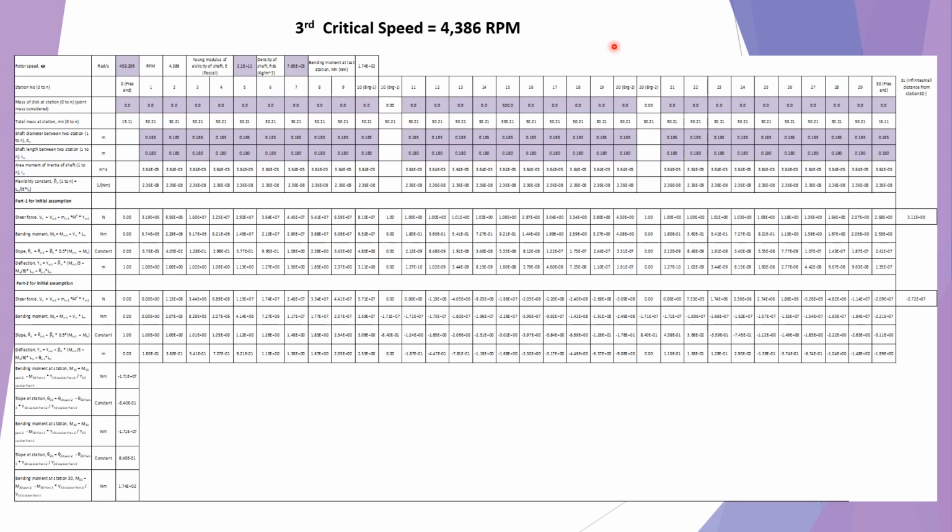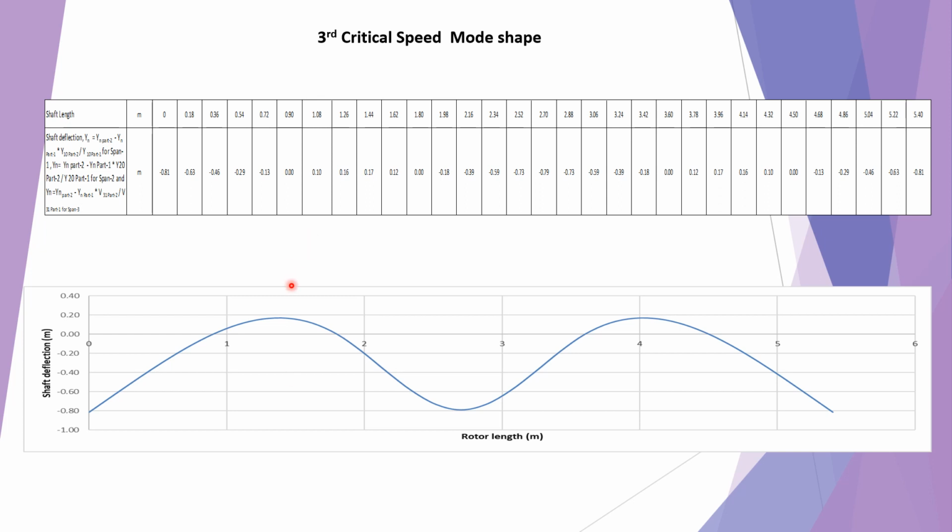Similarly, the third critical speed is 4386 RPM. Corresponding to this angular velocity, the bending moment at the last station, that is M30, becomes 0. So this is the mode shape for the third critical speed. X-axis is the length of the shaft and y-axis is the deflection, and this is a mode shape. These are the deflections of the shaft at different stations. Please note that at bearing location, the shaft deflection is zero.